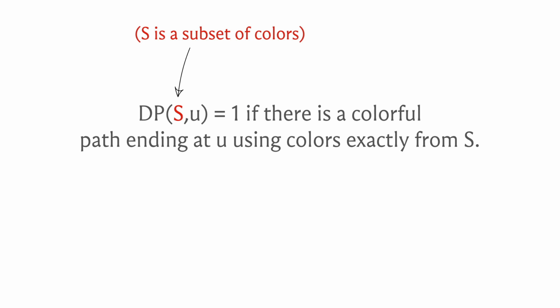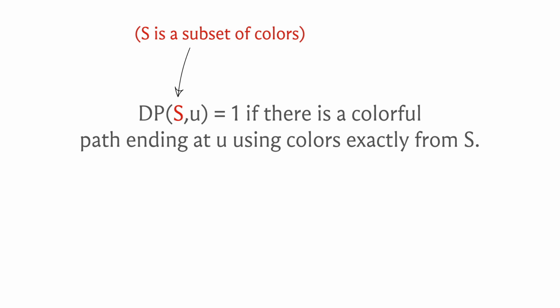So is this a useful semantics to work with, in the sense that if we do manage to fill out the table with the semantics, will we get to our answer? This is a good place to pause and think about whether the answer to your original question, which is, does G have a colorful path on k vertices? Can you find that answer from this table if the table was correctly populated with these semantics?